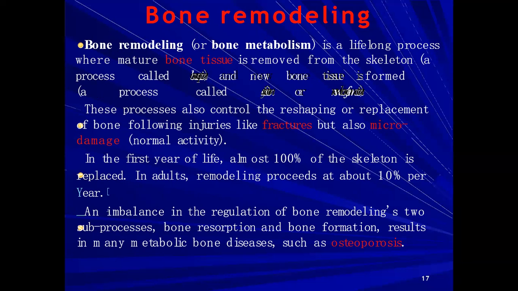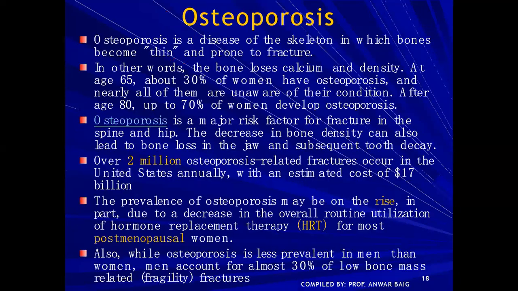In the first year of life, almost 90% of the skeleton is replaced, and in adults the remodeling process takes about 10% per year. An imbalance in the regulation of the two sub-processes of bone remodeling, bone resorption and bone formation, results in many metabolic bone diseases such as osteoporosis.